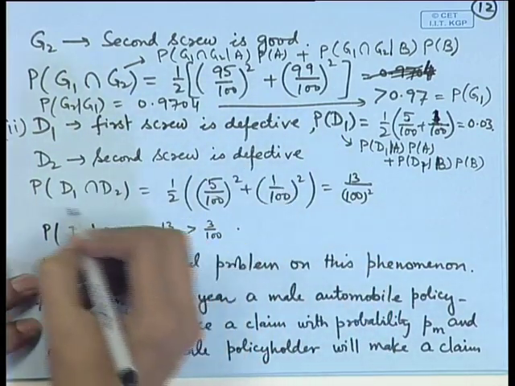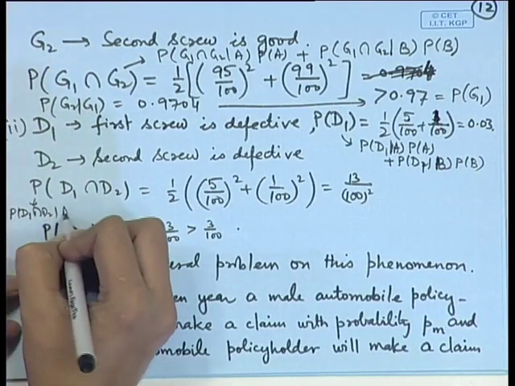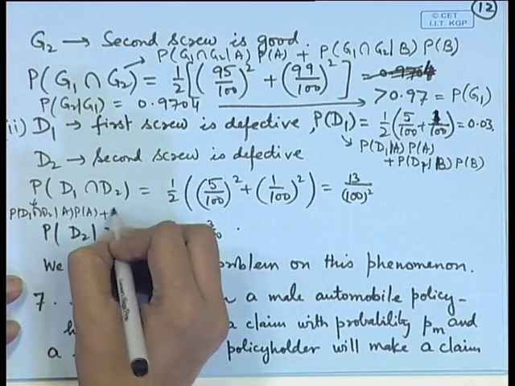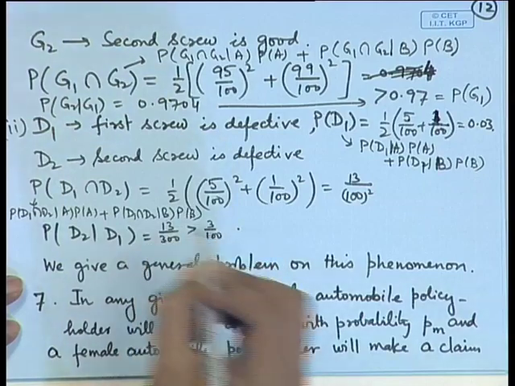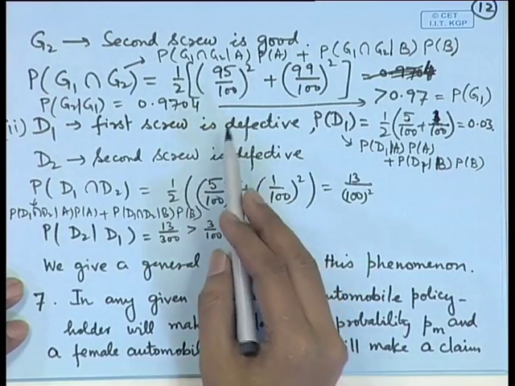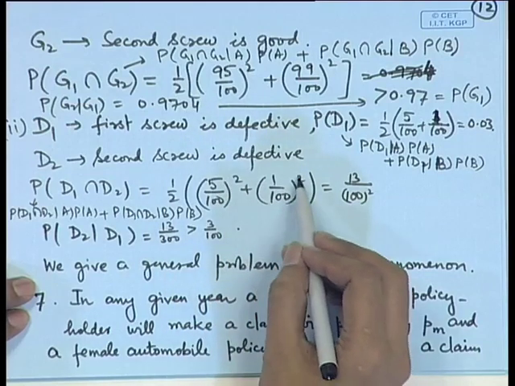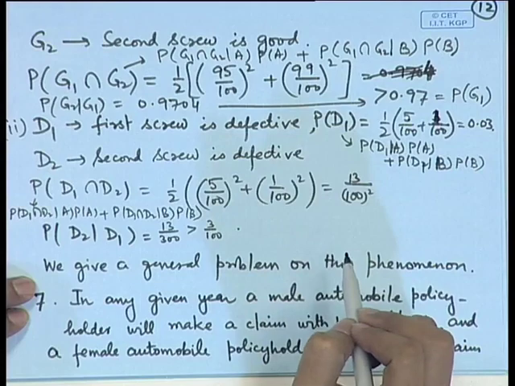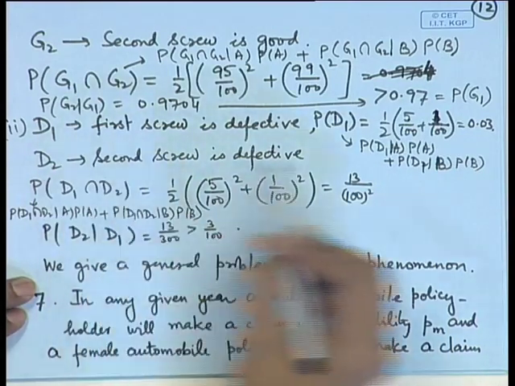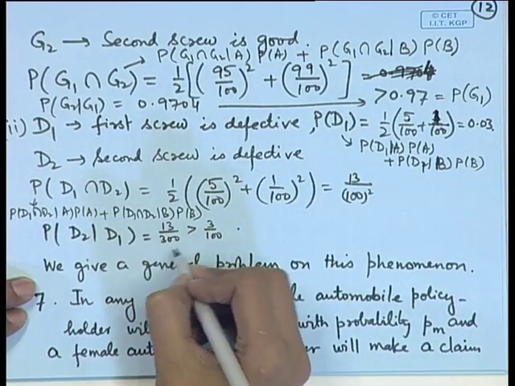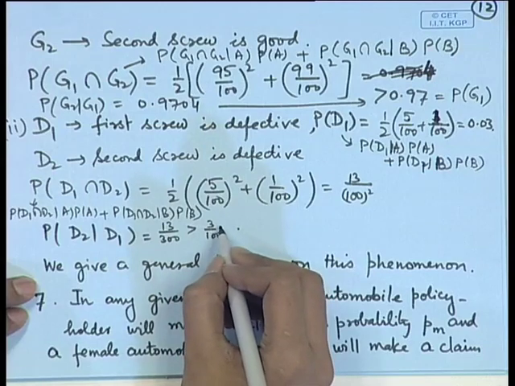If I look at the event D2, that the second screw is also defective, then once again we can use the same representation. This is equal to probability of D1 intersection D2 given A into probability of A plus probability of D1 intersection D2 given B into probability of B. So, by the logic which we used earlier, it is half into 5 by 100 square plus 1 by 100 square, that is 13 by 100 square. So, probability of D2 given D1, that is probability of D1 intersection D2 divided by probability of D1, after some simplification becomes 13 by 300, which is clearly bigger than 3 by 100.